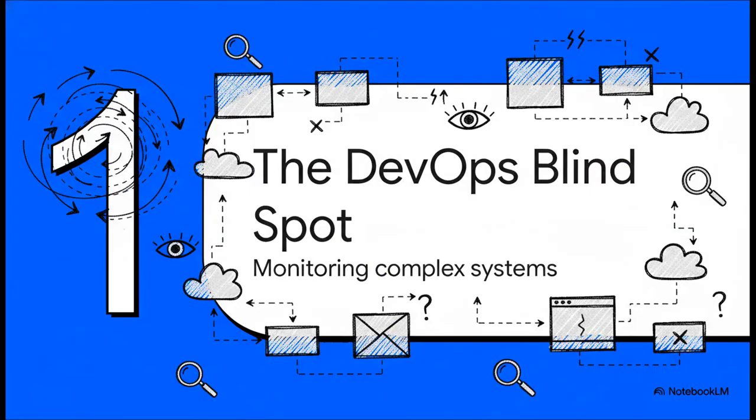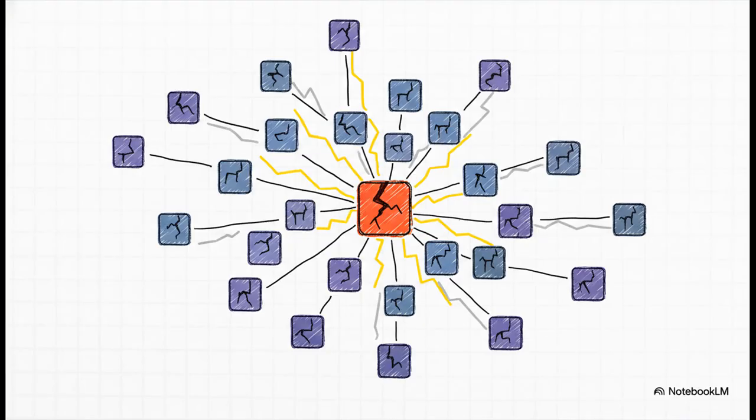Section 1, the DevOps blind spot. You know, the thing about modern infrastructure is that it's like a massive, bustling city of microservices and containers. You've got hundreds, maybe thousands of these little processes all running and talking to each other. And any single one of them can crash and start that domino effect we just talked about.